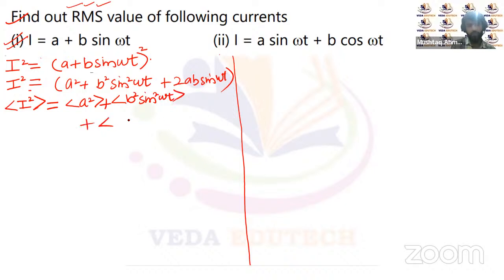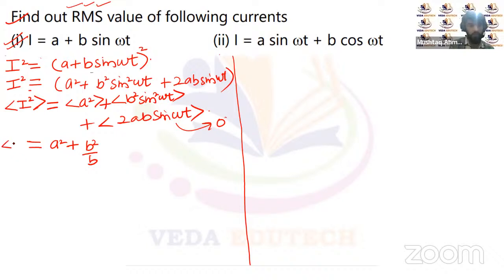plus the average of 2ab sine of omega t. Now we know that the average of sine theta is 0 for a complete cycle, so the average of this term will be 0. And the average of sine square theta for the complete cycle is 1 by 2. So the average of a square will be a square, and the average of sine square omega t will be 1 by 2, that is b square by 2.